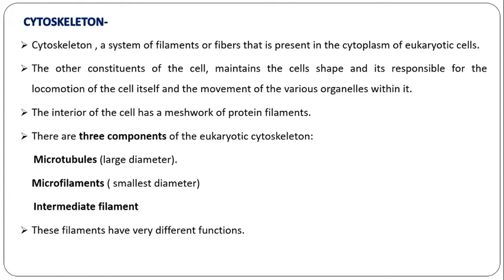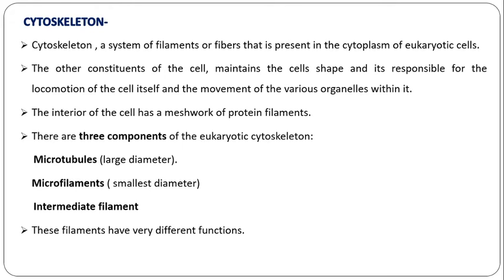What is the cytoskeleton? The cytoskeleton is a system of filaments or fibers present in the cytoplasm of eukaryotic cells. It maintains the cell shape, and it is responsible for the locomotion of the cell itself and the movement of various organelles within it. The interior of the cell has a meshwork of proteinous filaments.